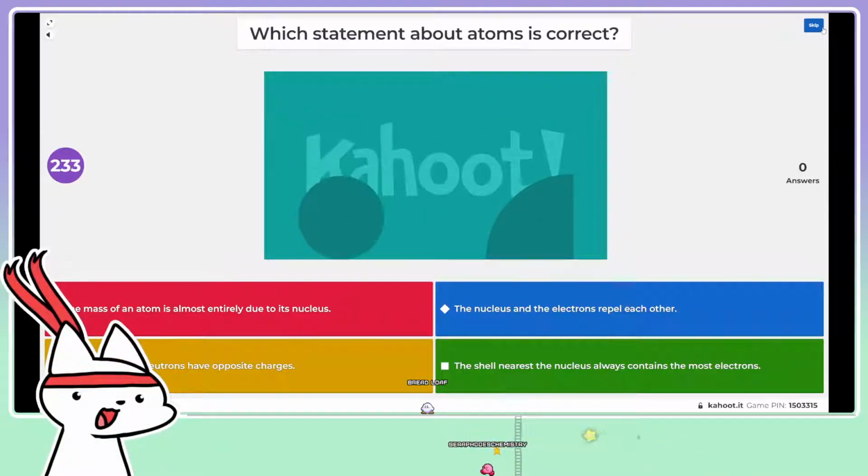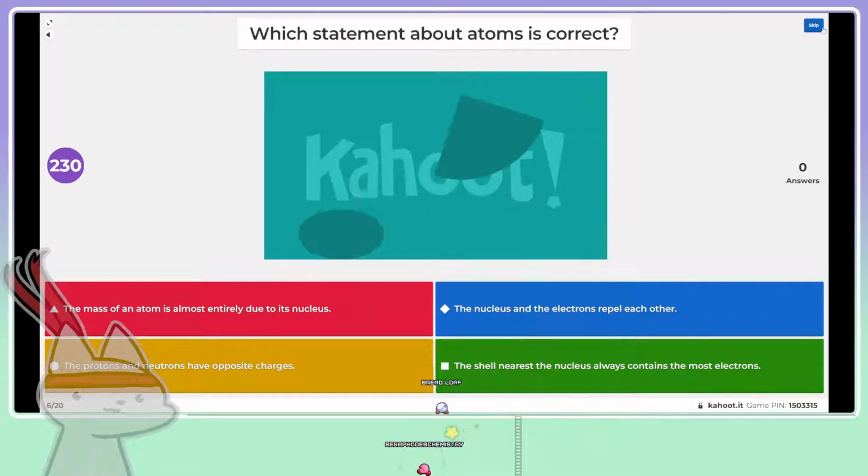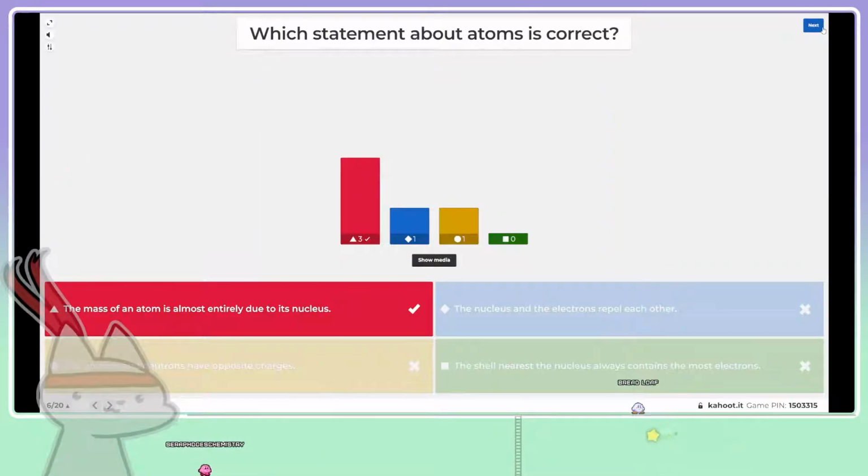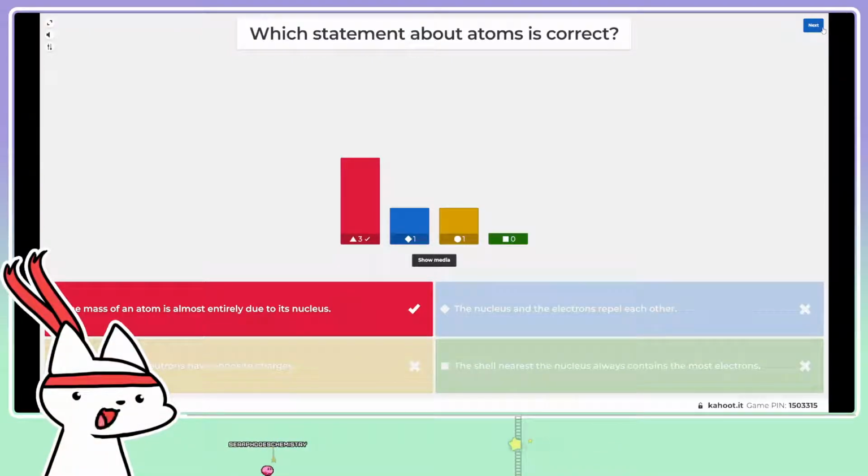Which statement about the atom is correct? When it comes to an atom, proton, neutron, electron, only proton and neutron contribute to mass, and proton and neutron are inside the nucleus. So the mass of an atom is almost entirely due to its nucleus.